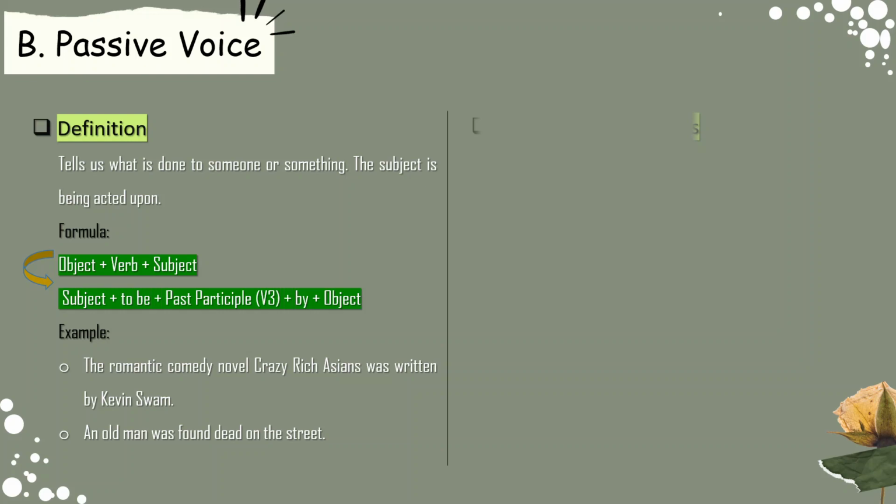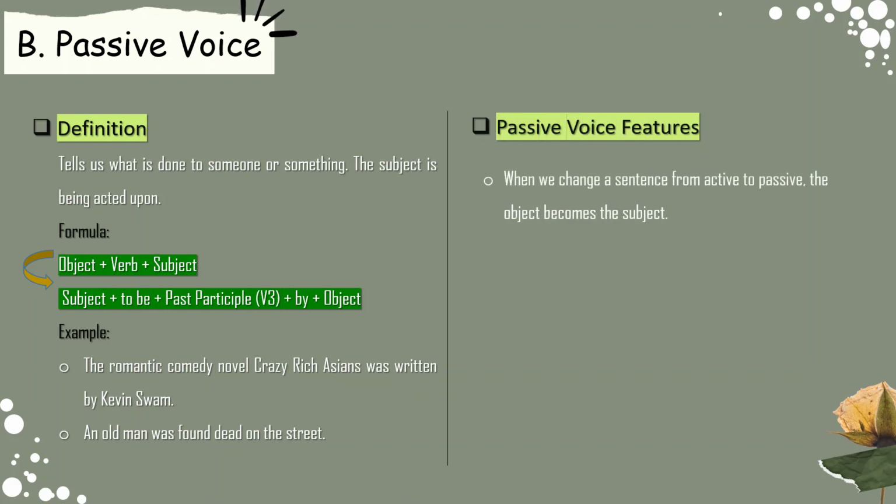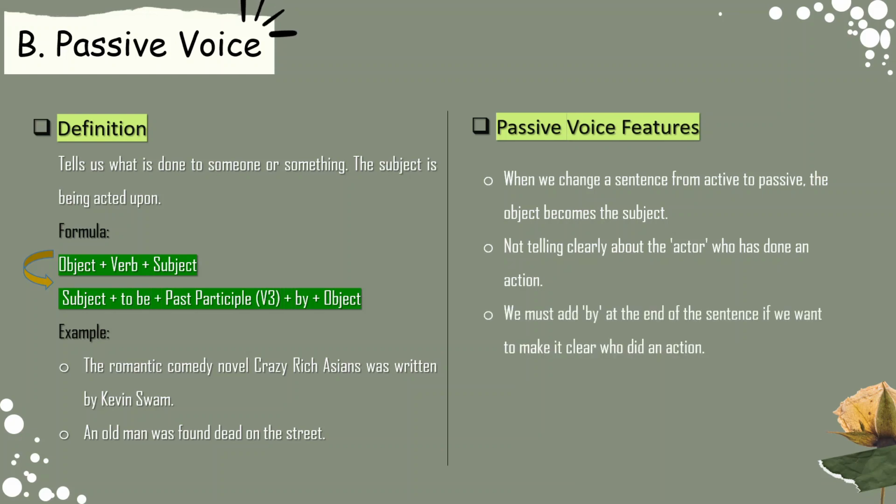So now let's move to the passive voice features. The first one is when we change a sentence from active to passive, the object becomes the subject. The second one, it does not tell clearly about the actor who has done an action. The last one, we must add by at the end of the sentence if we want to make it clear who did an action.